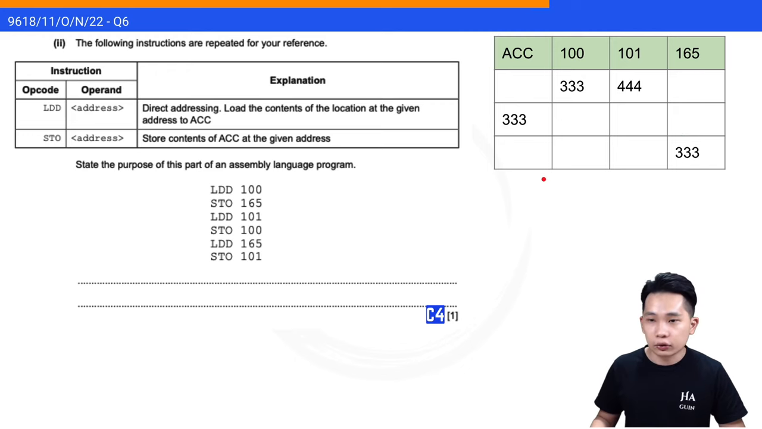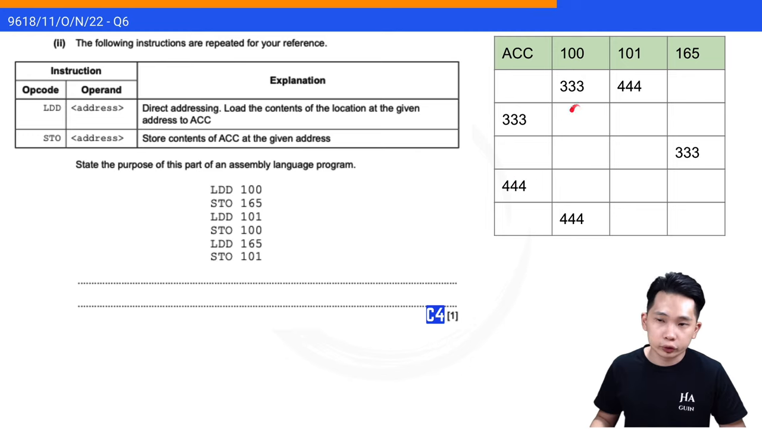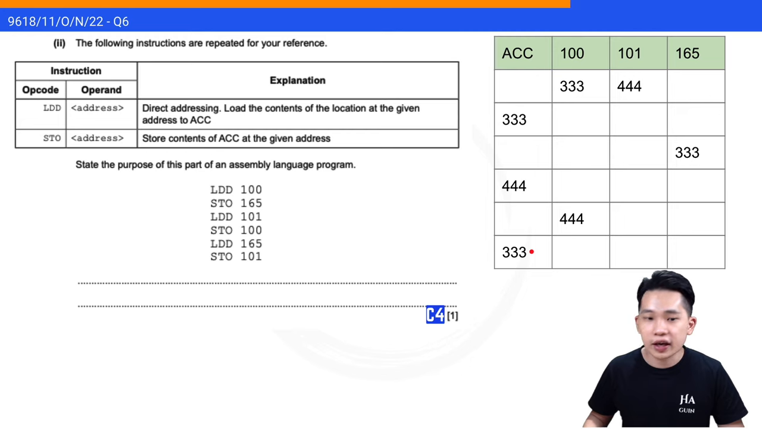And next will be LDD 101. So ACC has the value of 444. And next is STO 100. So now the value of 333 has been updated to 444. And next will be LDD 165. When you run this instruction, the ACC value will be updated to the value of address 165, so it's going to be 333. And finally, STO 101. STO 101 will update the value of 101 from 444 to 333.